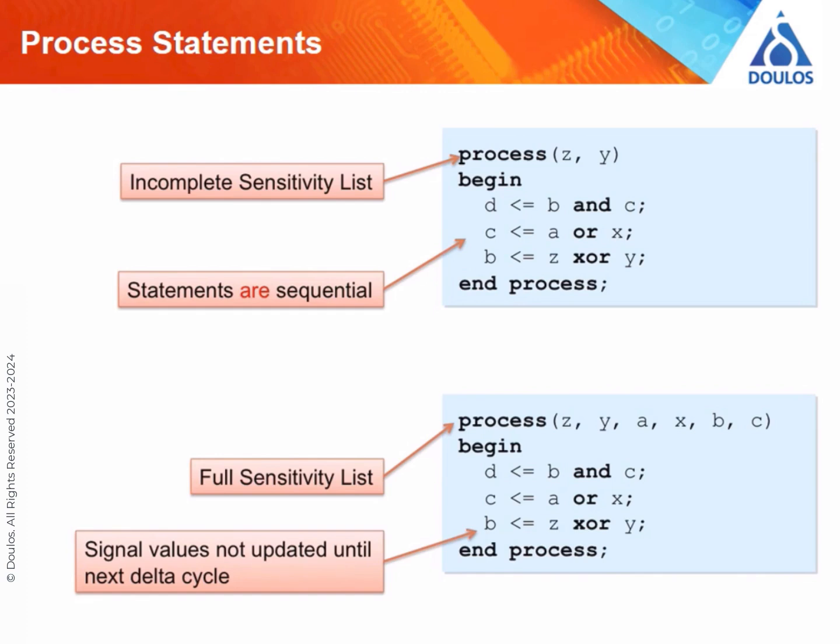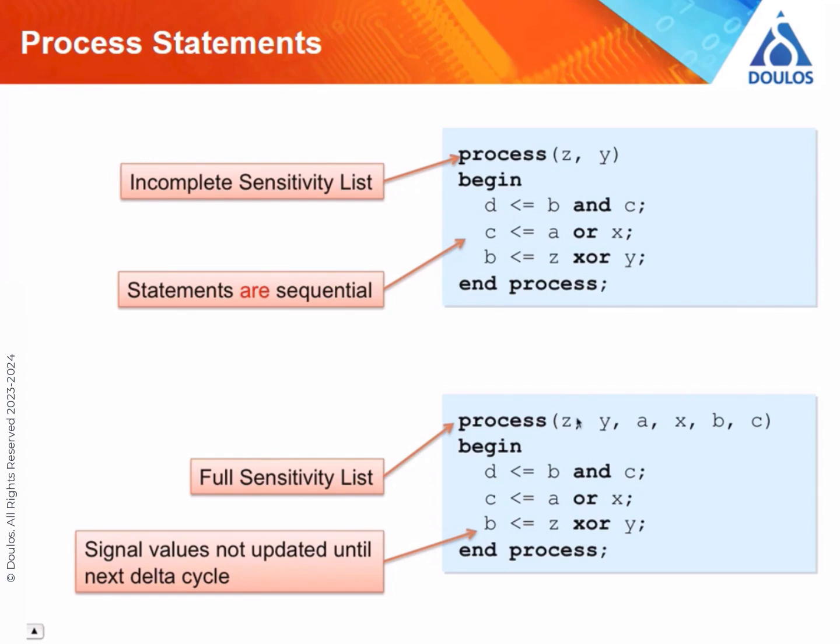All right, so one other little point on this is that in this process, you'll notice that we just have Z and Y in what's called the sensitivity list here, which means that only when Z or Y has an event, changing 0 to 1, 1 to 0, do we actually execute this process. So if there was a change on A or X, this process would not execute. So it would effectively ignore that value. So what you have to do when you've got a bunch of statements like this is put all of the signals on the right hand side into that sensitivity list to make sure that the process actually does what you would expect.